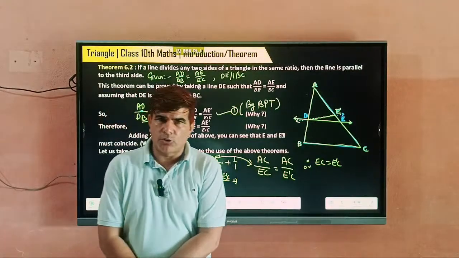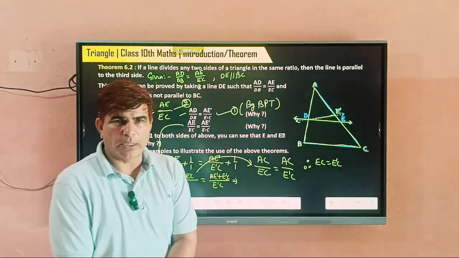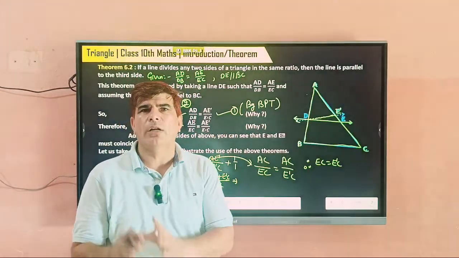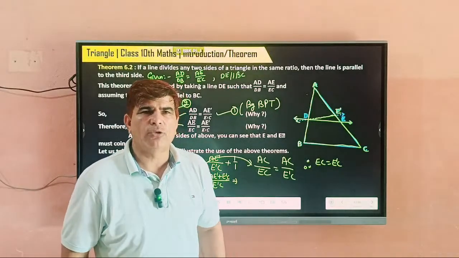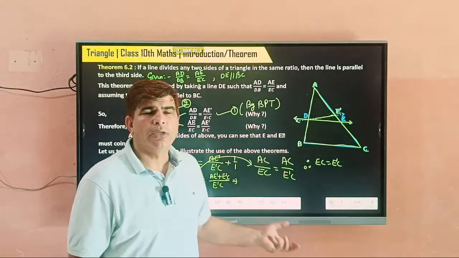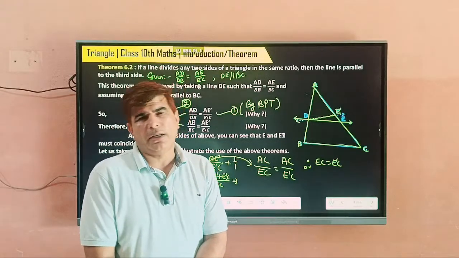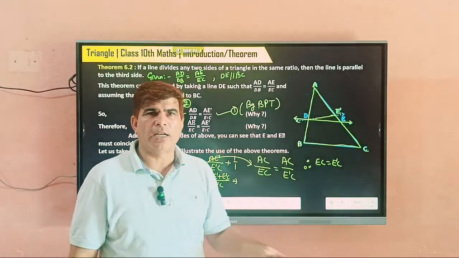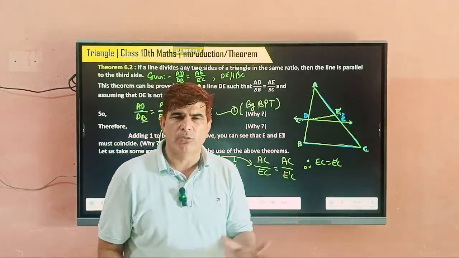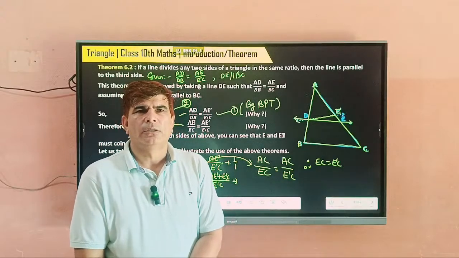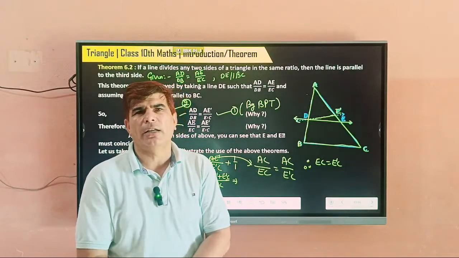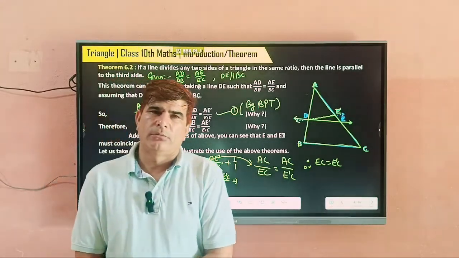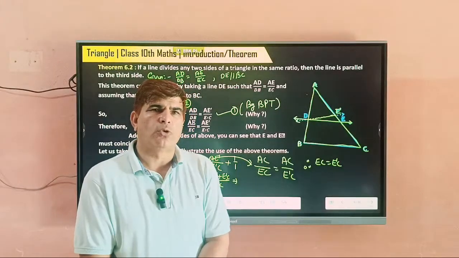This is the proof of the converse of Thales theorem, the BPT theorem. Both theorems are very important. If you can understand this theorem, you can understand this chapter easily. So you can revise it. If there is any problem, I can tell again. I told you there is one point in BPT, why we have taken this perpendicular. If you understand that, then no problem. These two theorems are the base of this chapter.